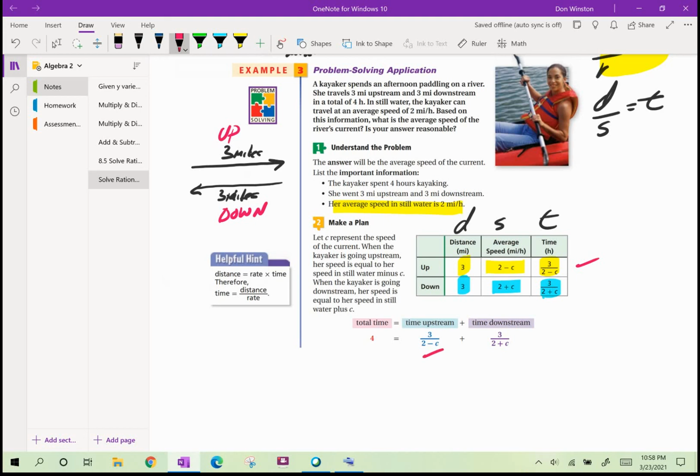And then the time I'm traveling downstream is 3 divided by 2 plus C. So again, time up is 3 divided by 2 minus C. And then time spent traveling downstream is 3 divided by 2 plus C. So we have the equation: total time equals 3 divided by 2 minus C plus 3 divided by 2 plus C.